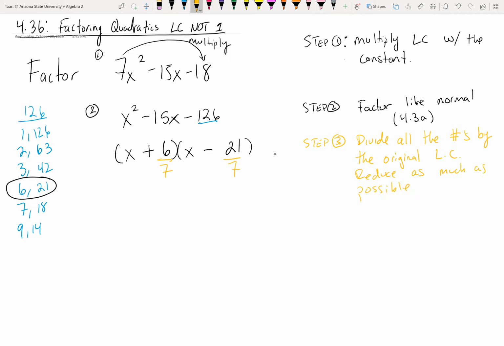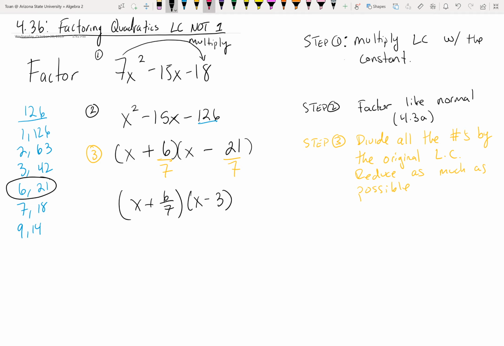So here's step 3, the division step. You're going to reduce as much as possible. 6 over 7, I can't really reduce that, so it stays as 6 over 7. 21 over 7, I can reduce that to a 3.